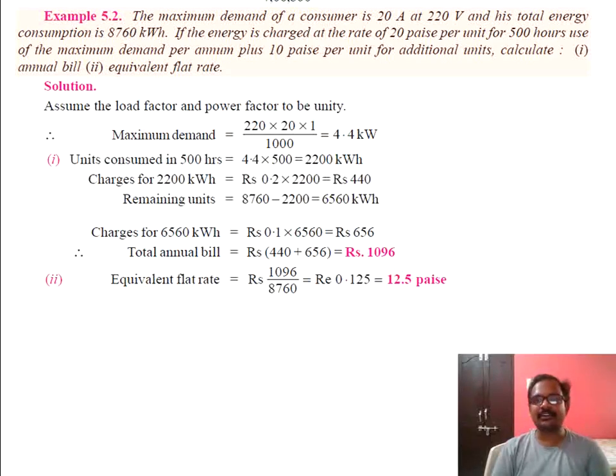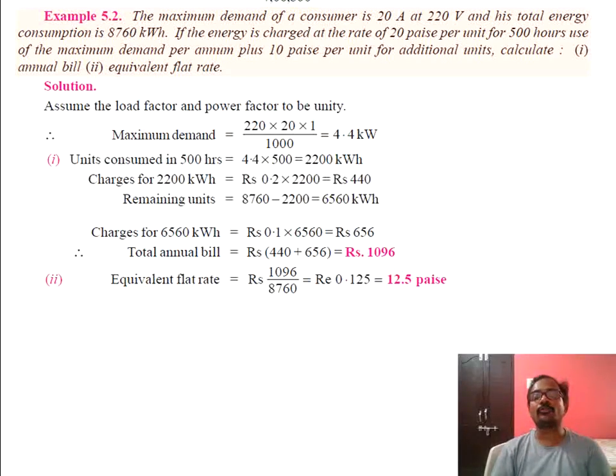So maximum demand will be VI cos phi. So V is 220, I is 20, cos phi means 1. So 4,400 watts, which turns out to be 4.4 kilowatts. Right. So the maximum demand is 4.4 kilowatts. For first 500 units, what is the charge? 20 pice. For the first 500 hours of use of maximum demand, as mentioned in the problem.